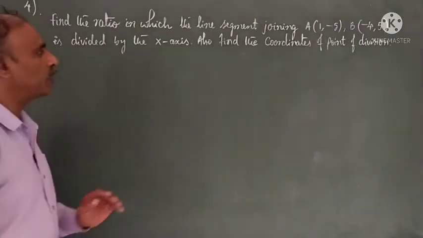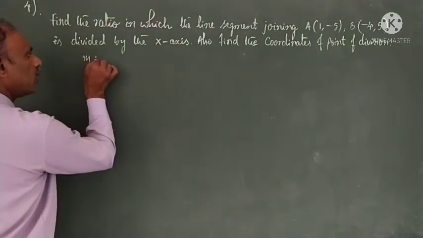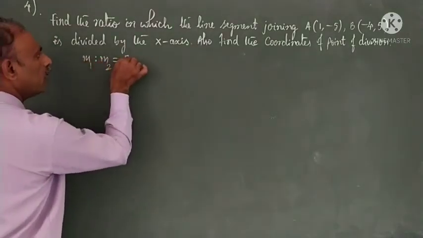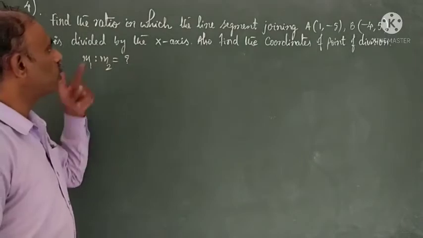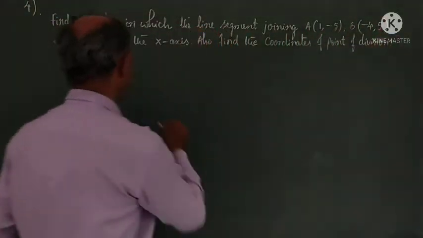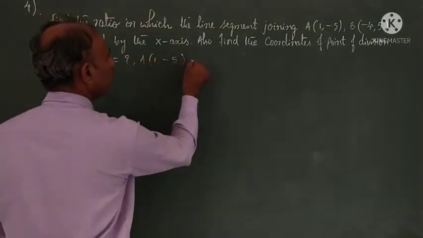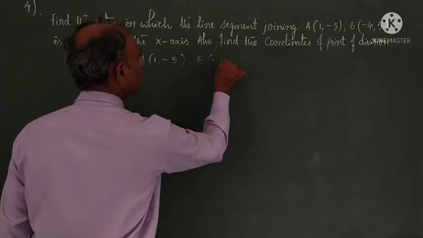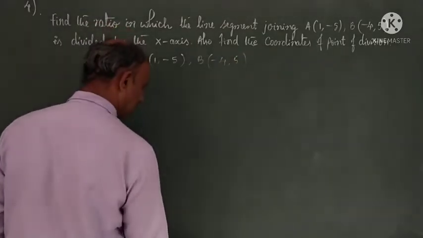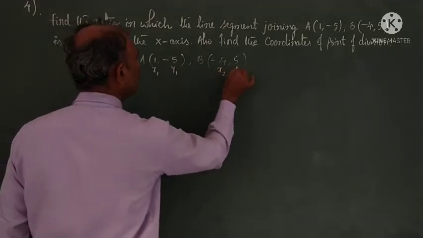Come to the next question, students. Once again, find the ratio. Just to read the question and write down what we need: we need to find the ratio in which the line segment joining the two points is divided. They have given the points (1, -5) and (-4, 5). So mark them as x1, y1, x2, y2.